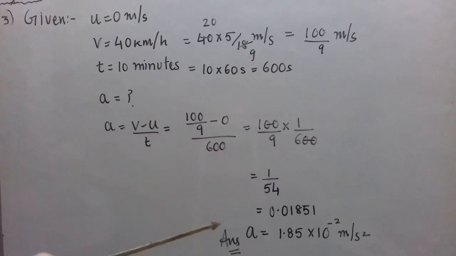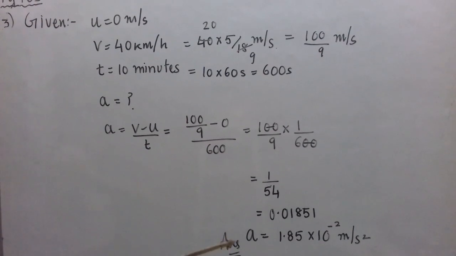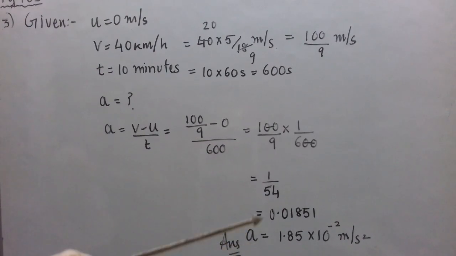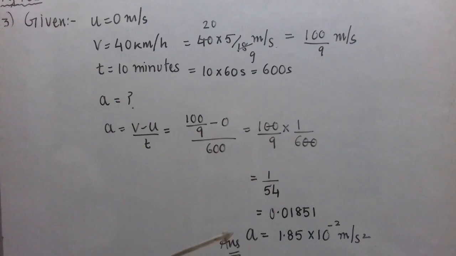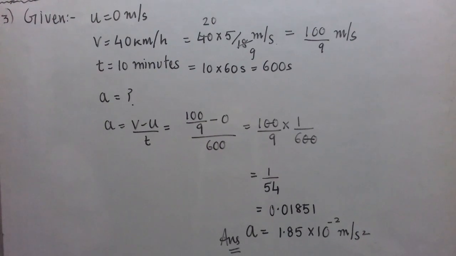The first number should be equal to 1 or more than 1 and less than 10, not 0, remember that, okay, into 10 raised to a power. If the number is very small, it will have a negative power. If the number is very large, it will have a positive power. Hope you have understood the semantic.